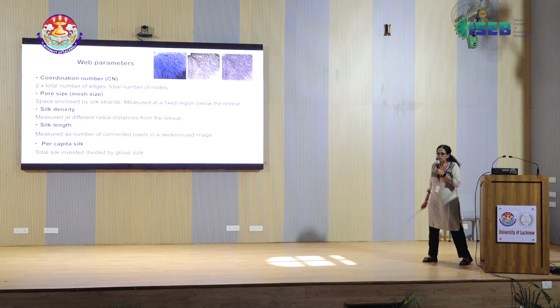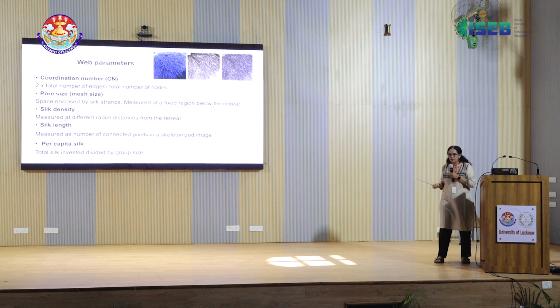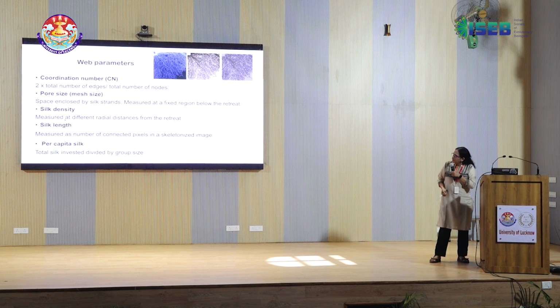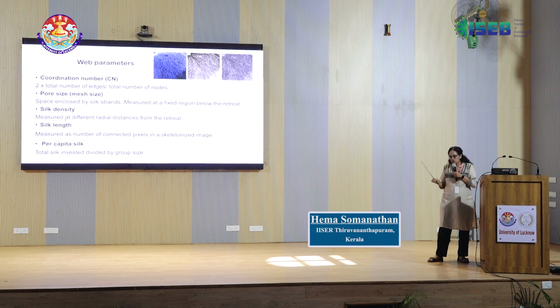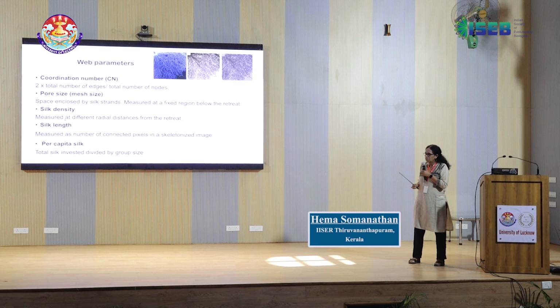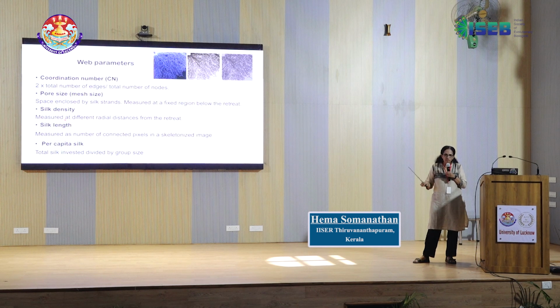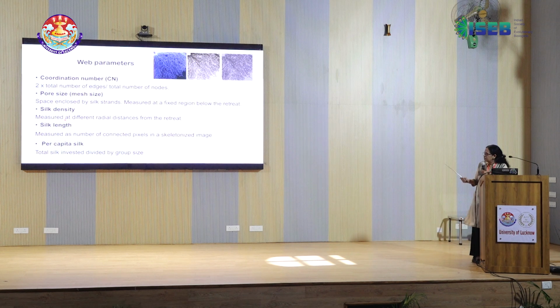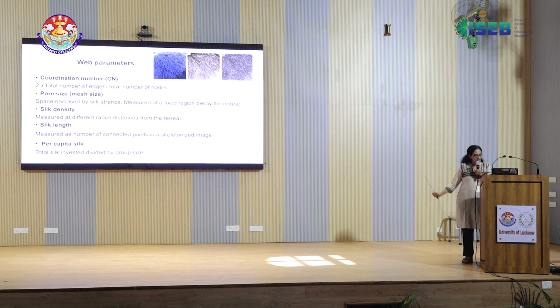So what are the web parameters? We looked at coordination number, and a coordination number is a term which gives you an idea about the structural stability of a physical surface, or in this case the web. It also reveals things about the trade-off between how much structural stability is required and the amount of material that has to be used. So therefore, we calculated the coordination number from these images. We also looked at the pore size, which is essentially the mesh size.